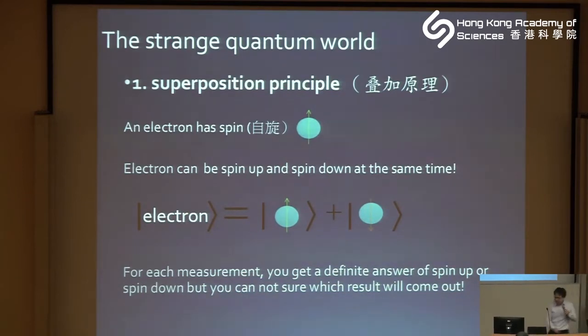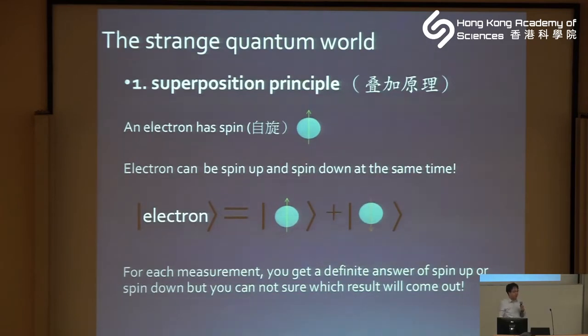And what is interesting about the superposition principle in the quantum world is that, well, we know that if you have a classical object and it is spinning like that, so that's what Newtonian mechanics tells you. If it's spinning like this, it is in a definite state of spinning like this. But an electron is different. In a quantum world, an electron can be spinning up, denoted by this arrow up, and also it can be spinning down at the same time. It's a very weird thing. So it can be spin up and spin down at the same time.